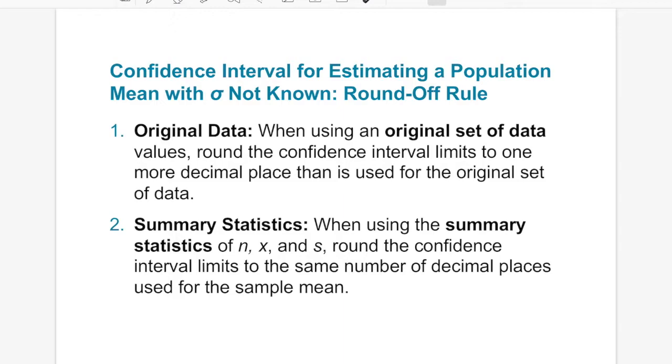Here are the rounding rules for constructing the confidence interval for a population mean. If you're given the original data, round the confidence interval limits to one more decimal place than is used for the original set of data. If you're given the summary statistics, then round the confidence interval limits to the same number of decimal places used for the sample mean.